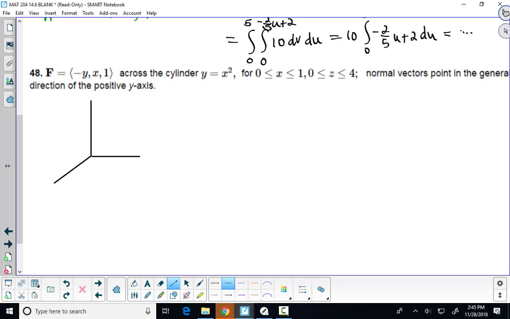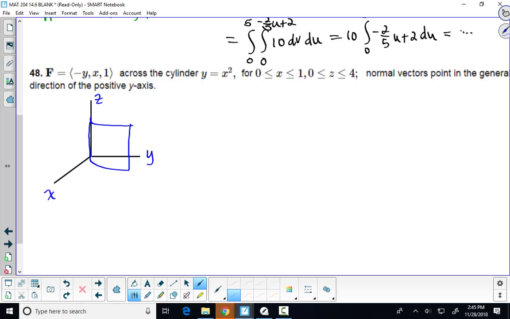So y is equal to x squared. So that's going to be a parabola opening this way. And we're only in the first octant because x is going 0 to 1. It doesn't go back into the board. And z is going to go 0 to 4. So we've got something that looks kind of like that. So there's our cylindrical surface.